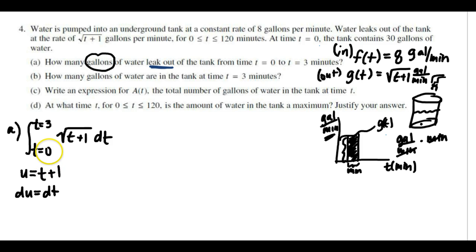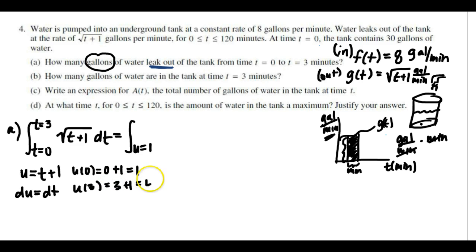So if I substitute in 0, u of 0 is 0 plus 1, so my new limit would be u equals 1. And then u of 3 would become 3 plus 1, so that would give me 4. So u equals 4. And t plus 1 becomes u, and dt becomes du. So now I don't have to care at all about this integral. I'm solving this definite integral here.